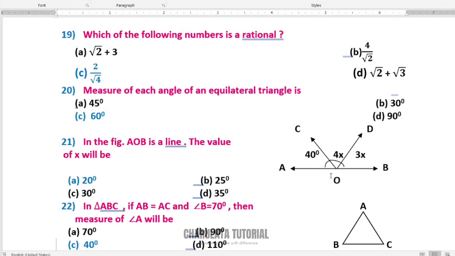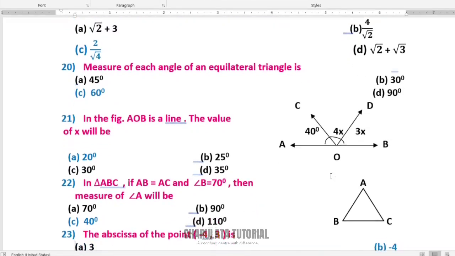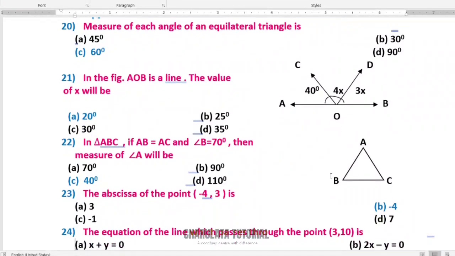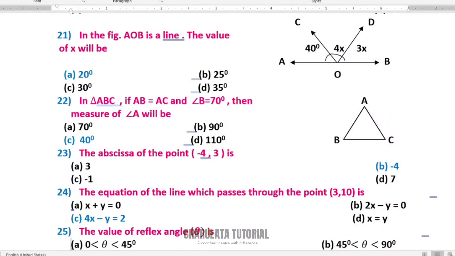In triangle ABC, if AB equal to AC, angle B 70 degree, then measure of angle A. Here AB equal to AC means the measure of angle B and angle C are same, that is 70, 70, 140 degree, that is angle A will be 40 degree. The abscissa of the point, abscissa is the x coordinate, that is minus 4.